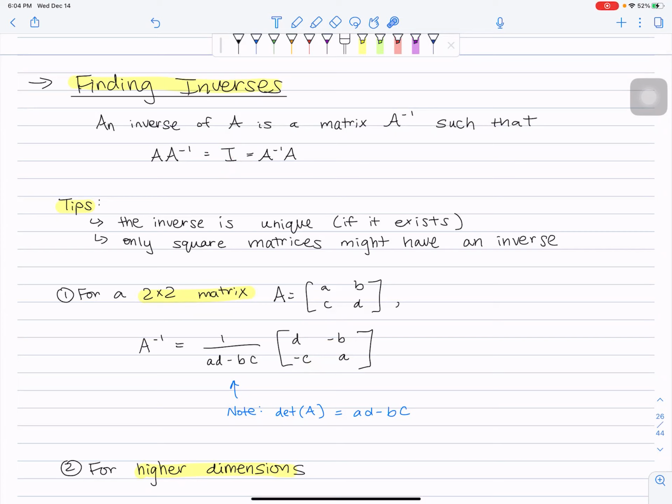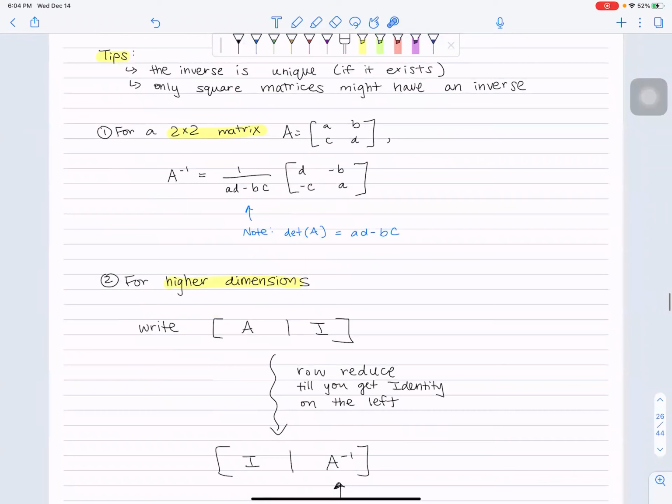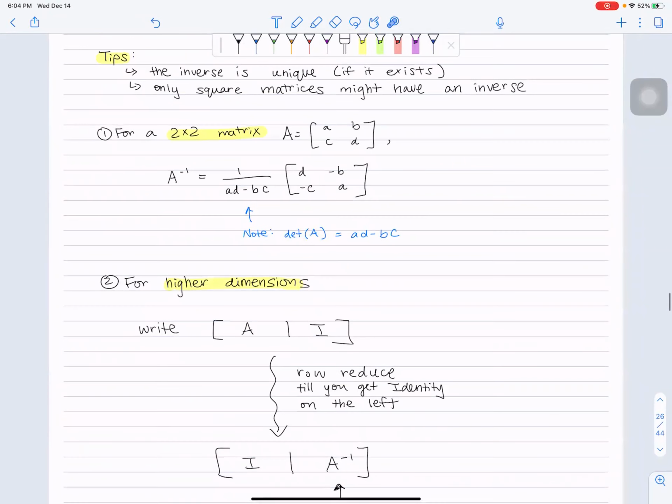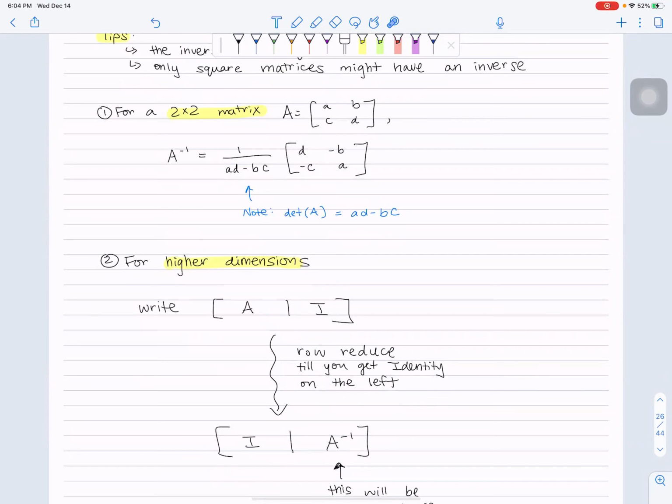And that's good for us because the fact that you can multiply A times its inverse, giving you identity, means we can use row reduction if you have a bigger matrix. So for higher dimensions, in order to get the inverse, what I do is write a big augmented matrix. I write A on the left-hand side, and then I write the identity on the right-hand side. I do however many row reductions I need until I get the identity on the left-hand side. And then whatever's on the right-hand side will be my answer. That will be the inverse matrix.